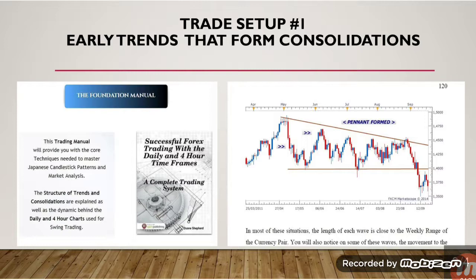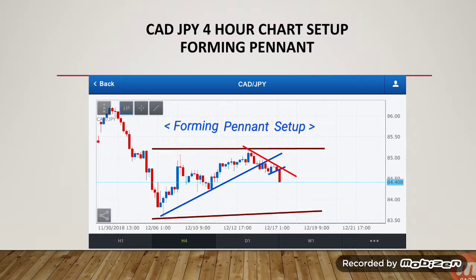Now, the trade that was done on the Canadian Japanese yen represented an example of trading the early set of waves that lead to the formation of consolidation. Here you can see the setup on the 4-hour chart of this currency pair, where the market had actually formed this first bullish wave, this first uptrend, and was now transitioning to start a bearish wave as part of the formation of a projected consolidation setup.